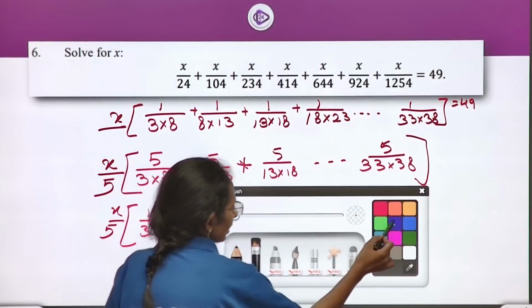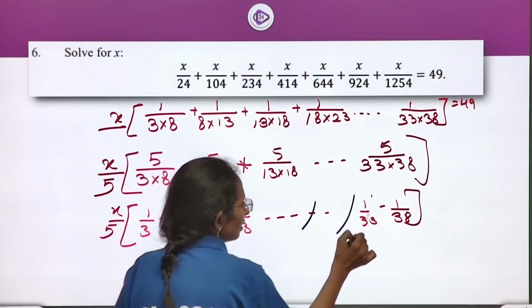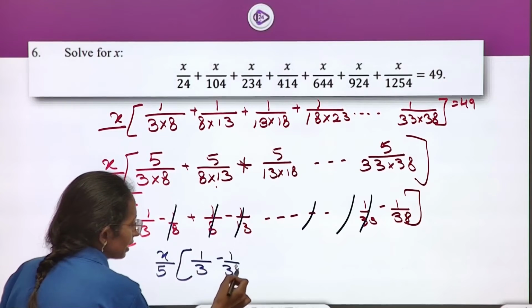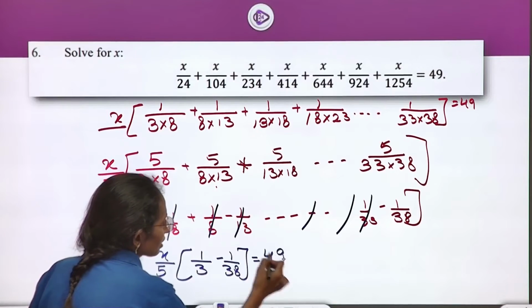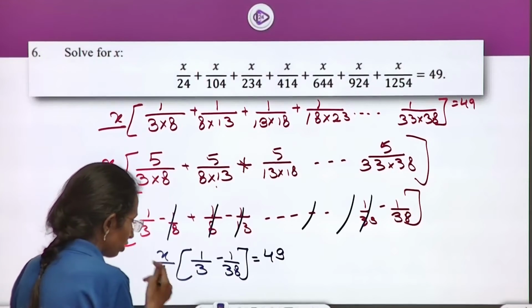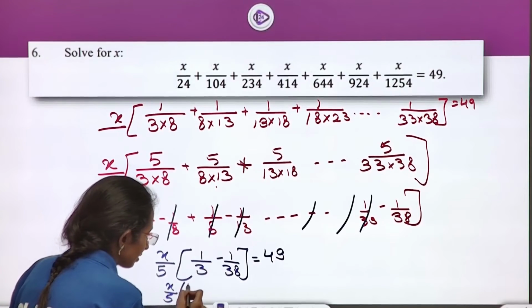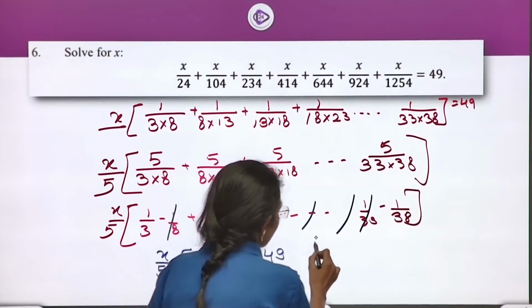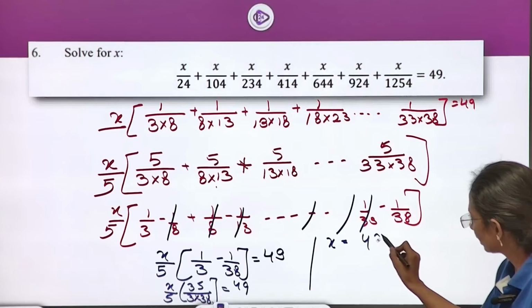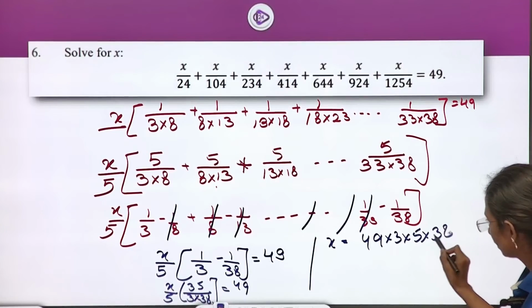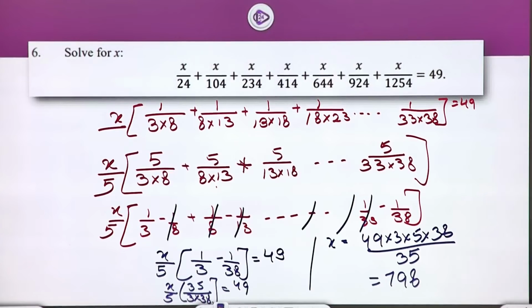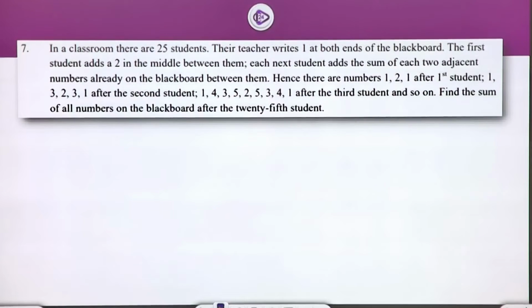And all the terms get cancelled except the first and the last terms. So x by 5 into 1 by 3 minus 1 by 38. This is given to us as 49. Now we need to find the value of x. So x by 5 into 38 minus 3, 35 by 3 into 38, is equal to 49. So x is equal to 49 into 3 into 5 into 38 divided by 35. Simplifying this, we get the answer as 798.